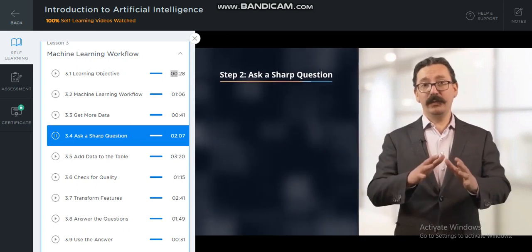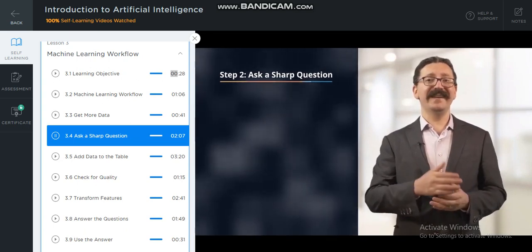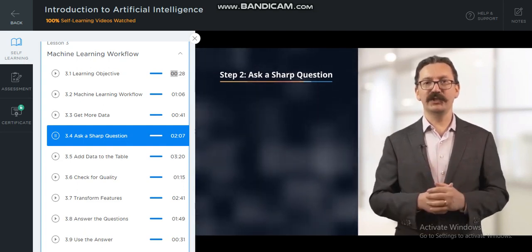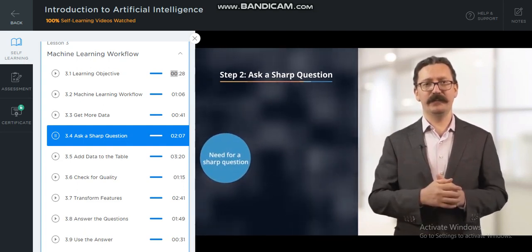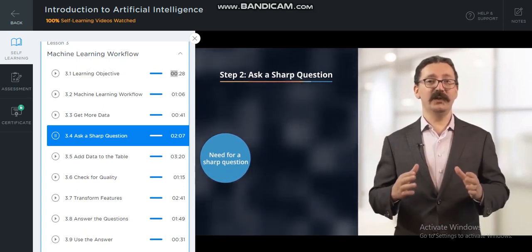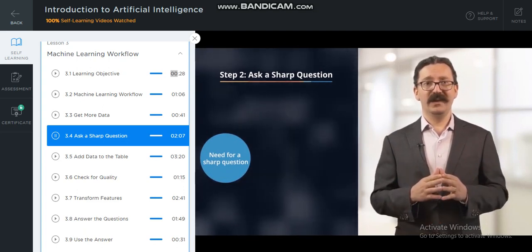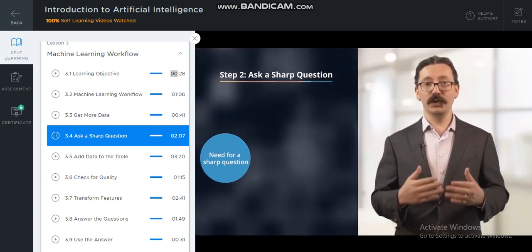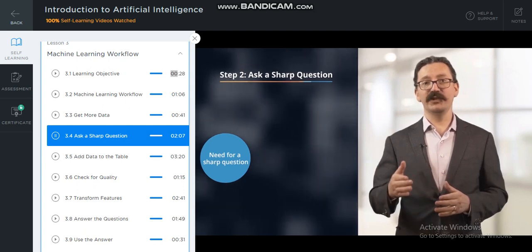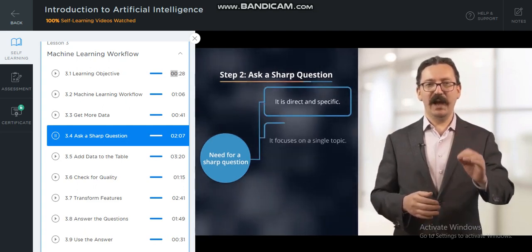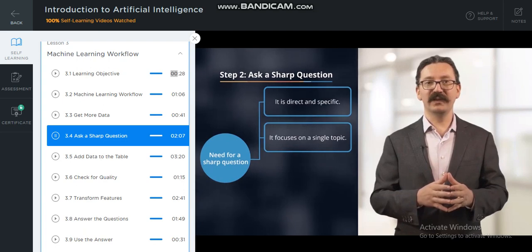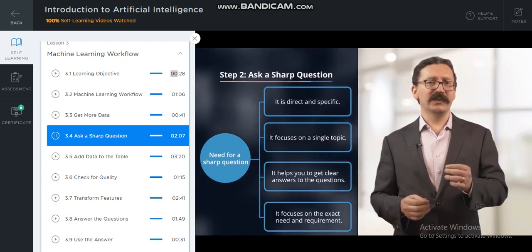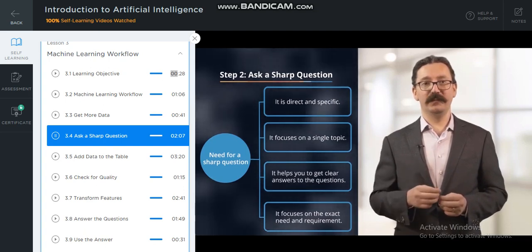Step 2. To be able to use the machine learning process and define answers to complex business problems, it is important to avoid vague questions and ask sharp questions instead. A vague question is generally too broad to answer. The answer to a vague question does not always provide us with the information that we're looking for. And unlike vague questions, a sharp question is direct and focuses on a single point or topic so that we can get a clear answer. It also focuses on the exact need and requirement.